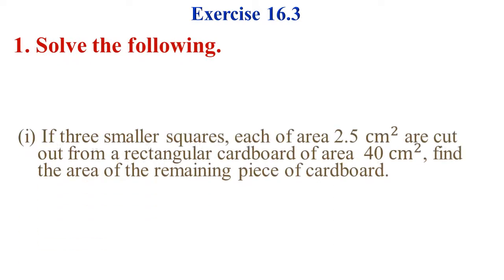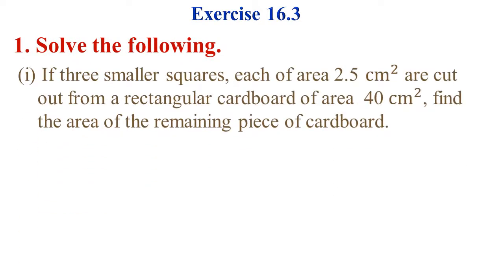Let's see exercise 16.3. First Roman, solve the following. If three smaller squares, each of area 2.5 cm squared, are cut out from a rectangular cardboard of area 40 cm squared, find the area of the remaining piece of the cardboard. First, we should know the meaning of the question. The rectangular cardboard has an area of 40 cm squared. We have to cut three smaller squares, each of area 2.5 cm squared. Now we have to find the area of the remaining piece of the cardboard.